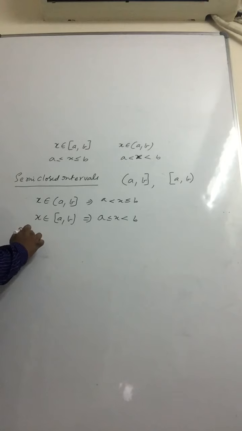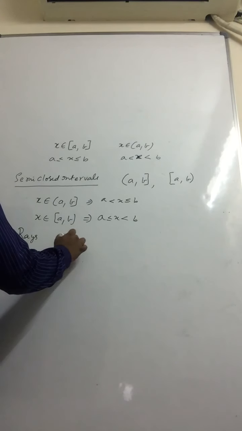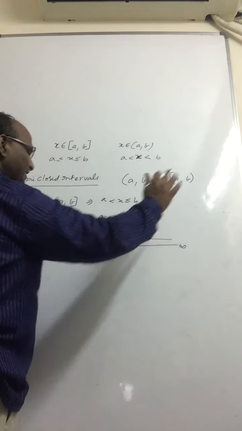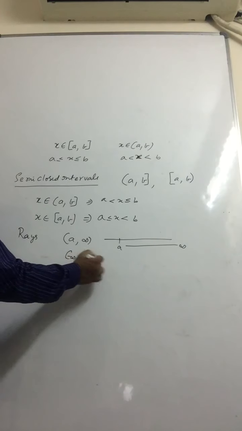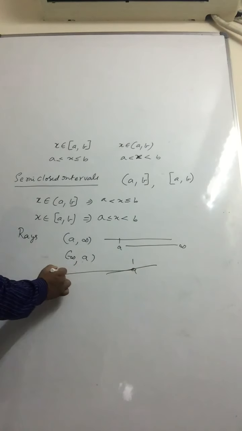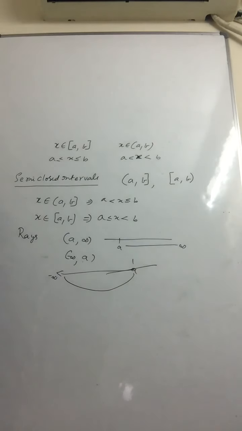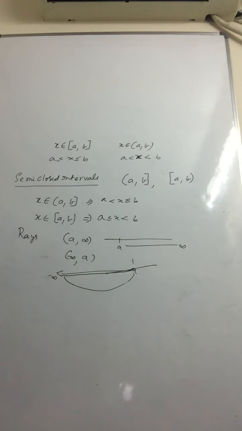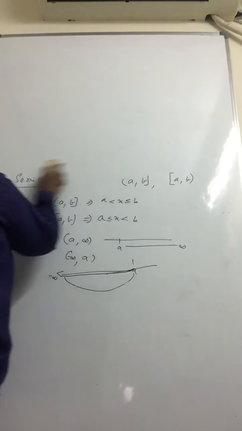Next, what we have is rays. There are two different rays. Once you start with a number, it goes up to infinity, the right extreme, or minus infinity to A. Here A is there, it goes up to minus infinity. So these two are known as rays. Each and everything I am discussing while doing conceptual problems matters. If you get a good hold on it, you can do perfectly.